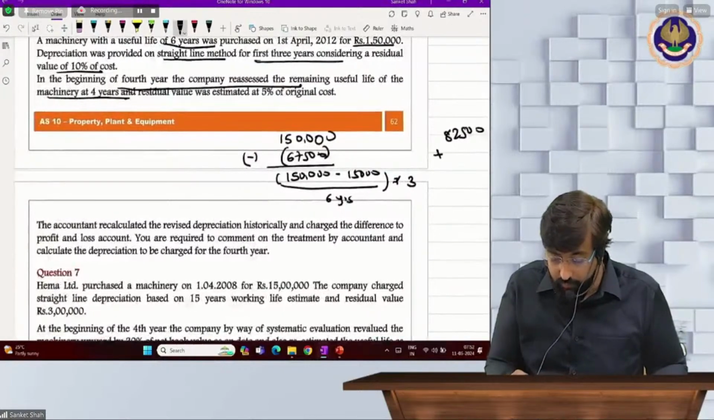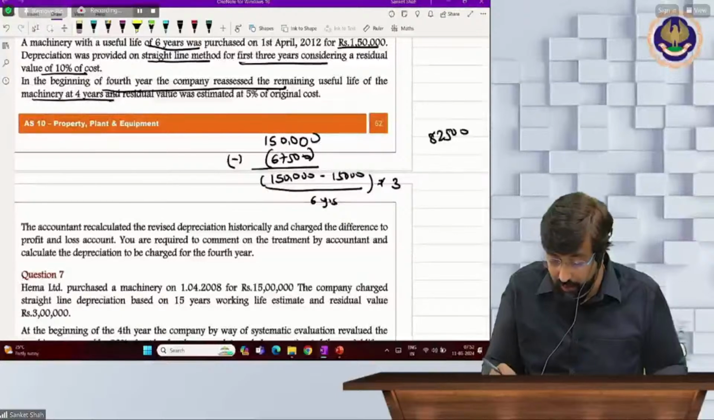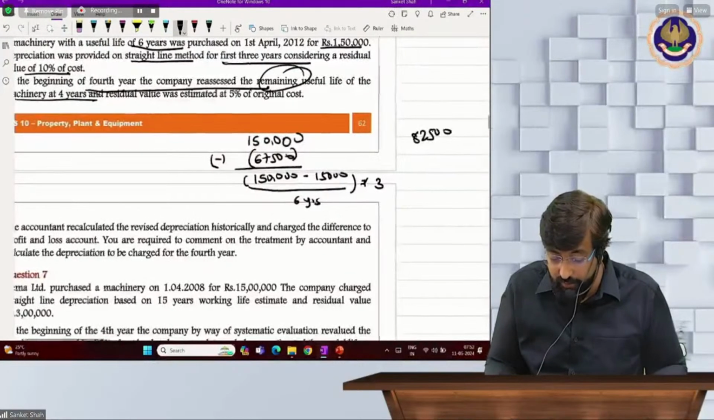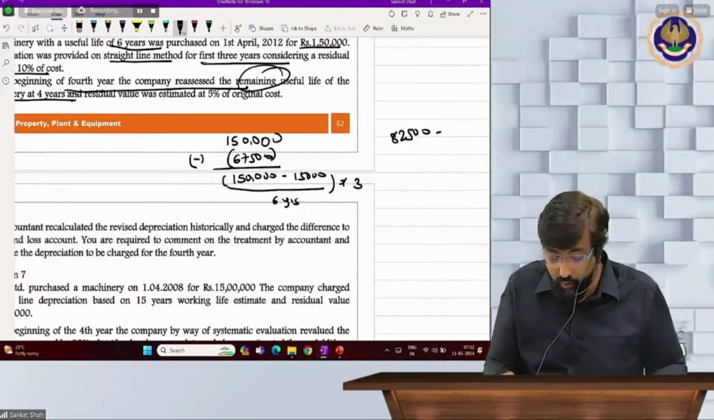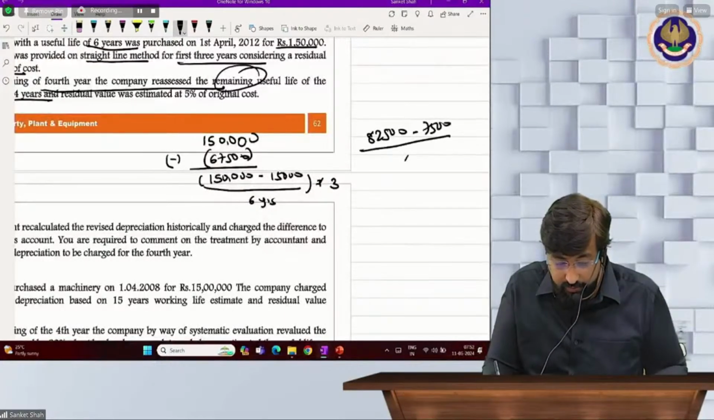Now, reassess the remaining life. Remaining life. Anupji, don't get confused. It's a remaining life, and 5% of the original cost. So 82,500, and 5% means 7,500. And remaining life is 4 years. So what will be the depreciation?